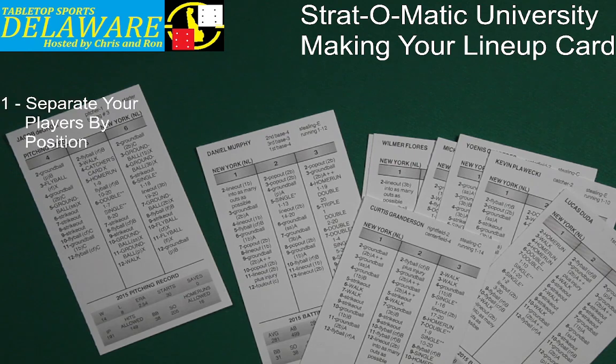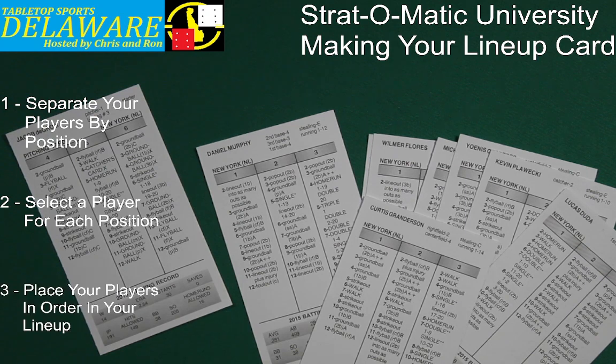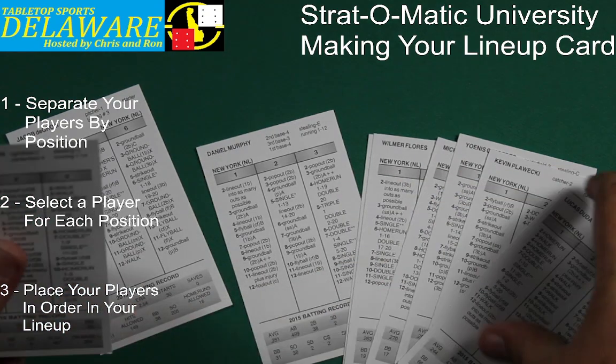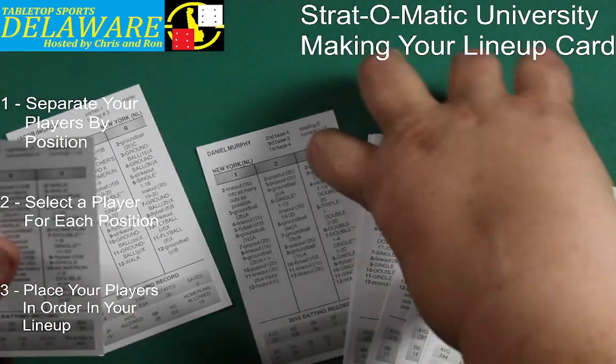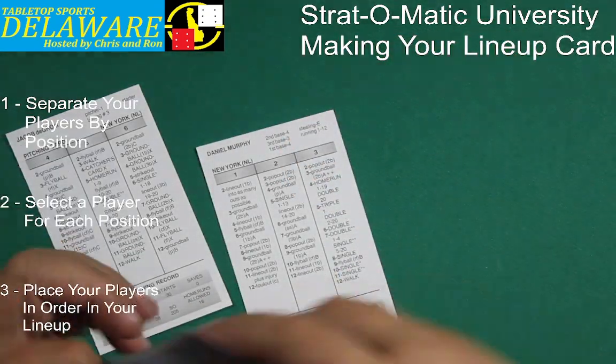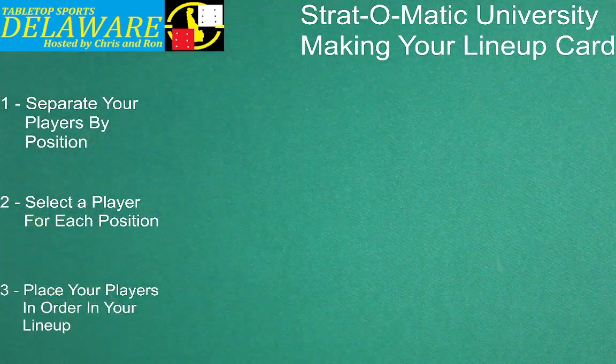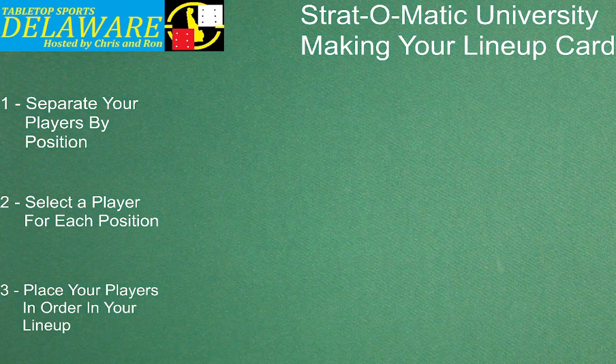Okay. First of all, separate your players by position, which we have done. Secondly, select a player for each position, which we have done. And then third, we are going to place our players in order in our lineup. Now you have 9 batters, so you have 9 batting slots, 9 positions in the batting order, and we need to figure out what that order exactly is going to be.